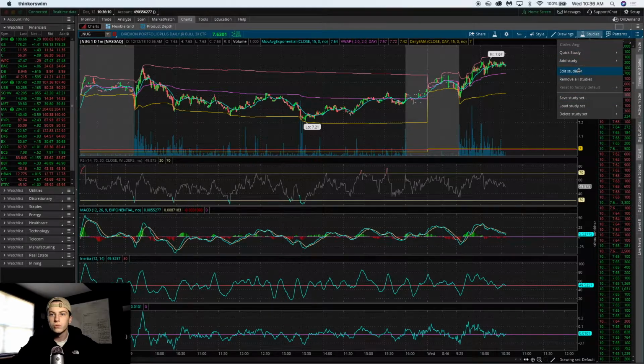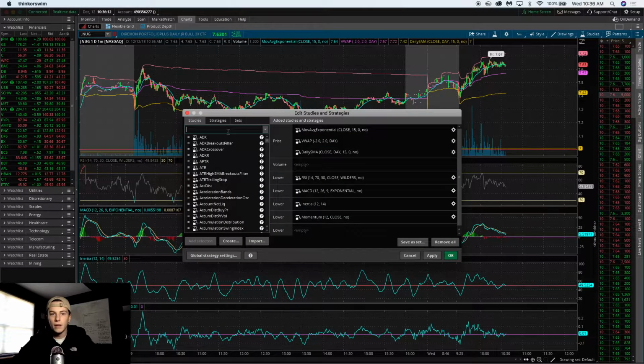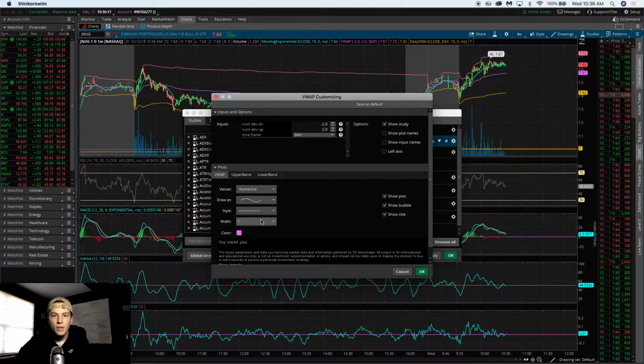And there it is, edit studies. And that would just be this one right here. Mine, if I go into settings, I have it set on -2 and 2, and the time frame is on day, and that's pretty much it.